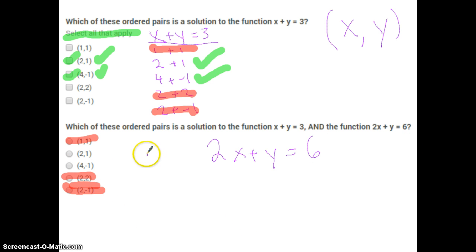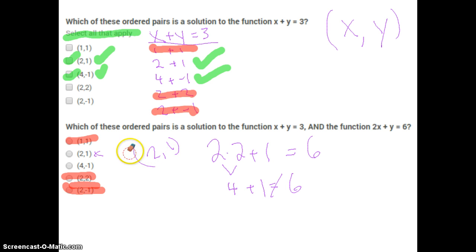All right, let's start with 2 comma 1. So I'm going to replace the x with 2. So that becomes 2 times, I replace the x with 2, and I replace the y with the number 1. Okay, so let's see what that is. Is it equal to 6? 2 times 2 is 4, plus 1 is not 6. All right, so we're in trouble because this one did not work. So if this other one doesn't work, then we're not going to have a solution.